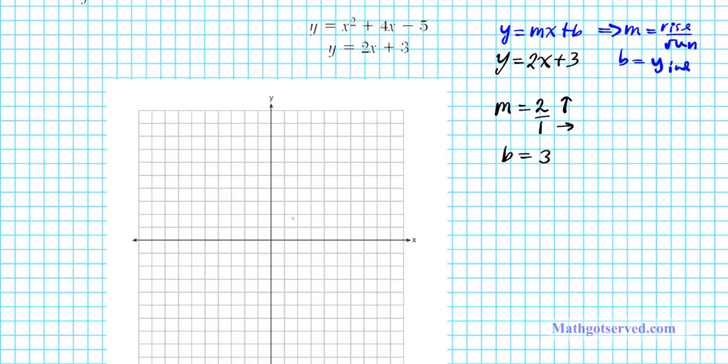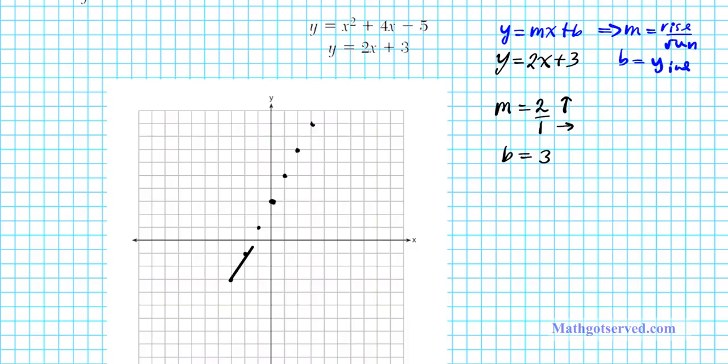Alright, so let's go ahead and mark 3 on our graph. 1, 2, 3 on the y-axis. That's where you begin. You rise 2 and run 1. Alright, so those 2 points define the line. Let's graph some more points for accuracy purposes. Rise 2, run 1. Rise 2, run 1. Okay. Fold 2 back up 1. Alright, and then just draw a nice line here.